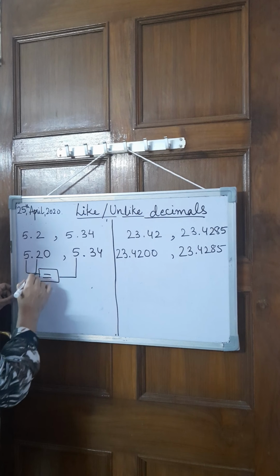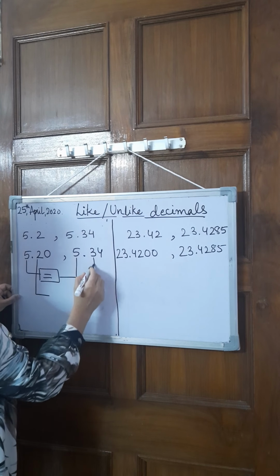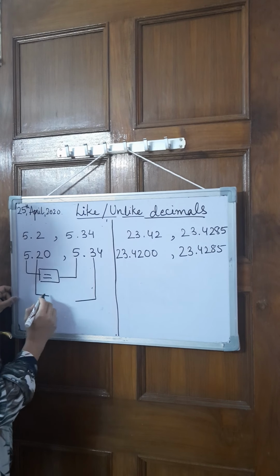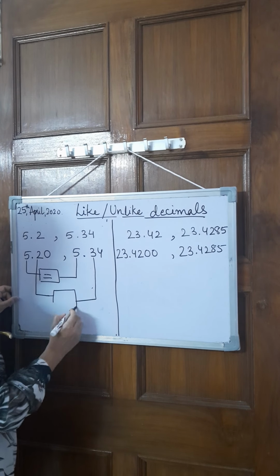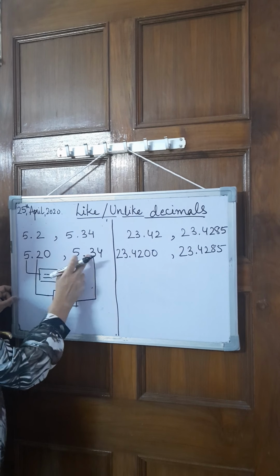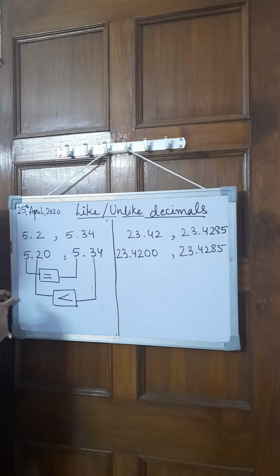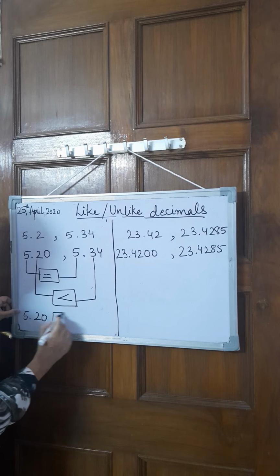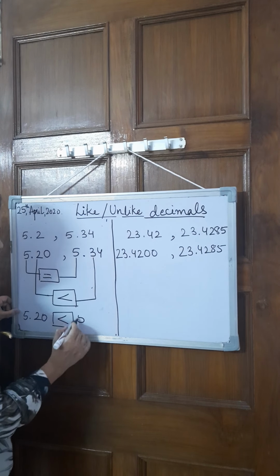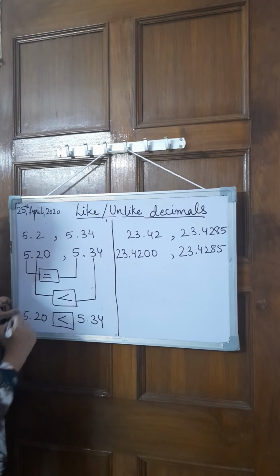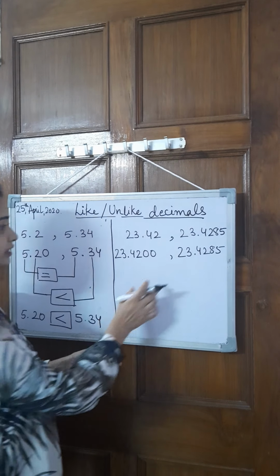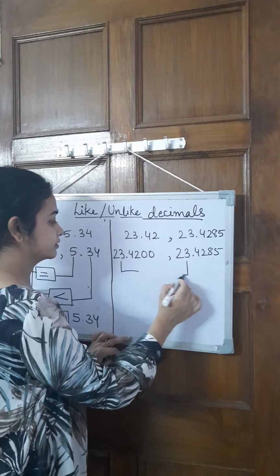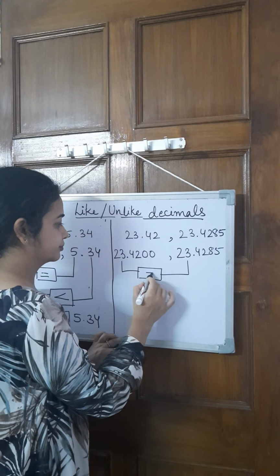So take 2 and take 3. This is the 10th part here, this is the 10th part here. So when I compare this 2 and 3, obviously 3 is greater. So what we can say is that 5.20 is smaller than 5.34. Yes. Similarly in this also, 23 and 23, the whole part in this is the same.